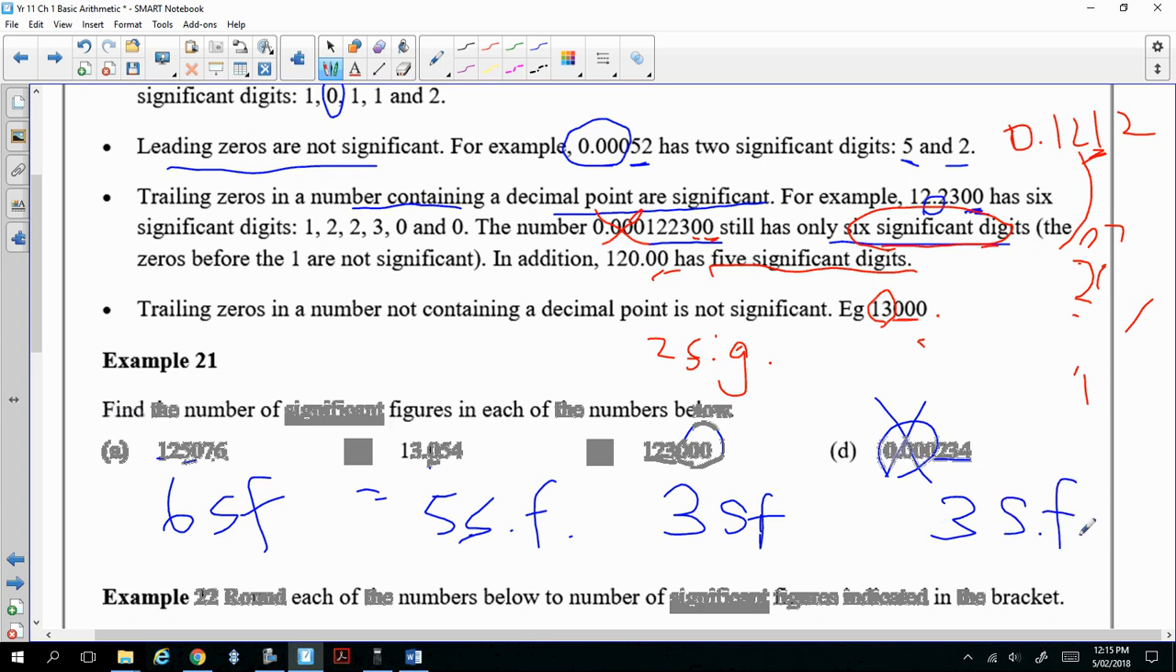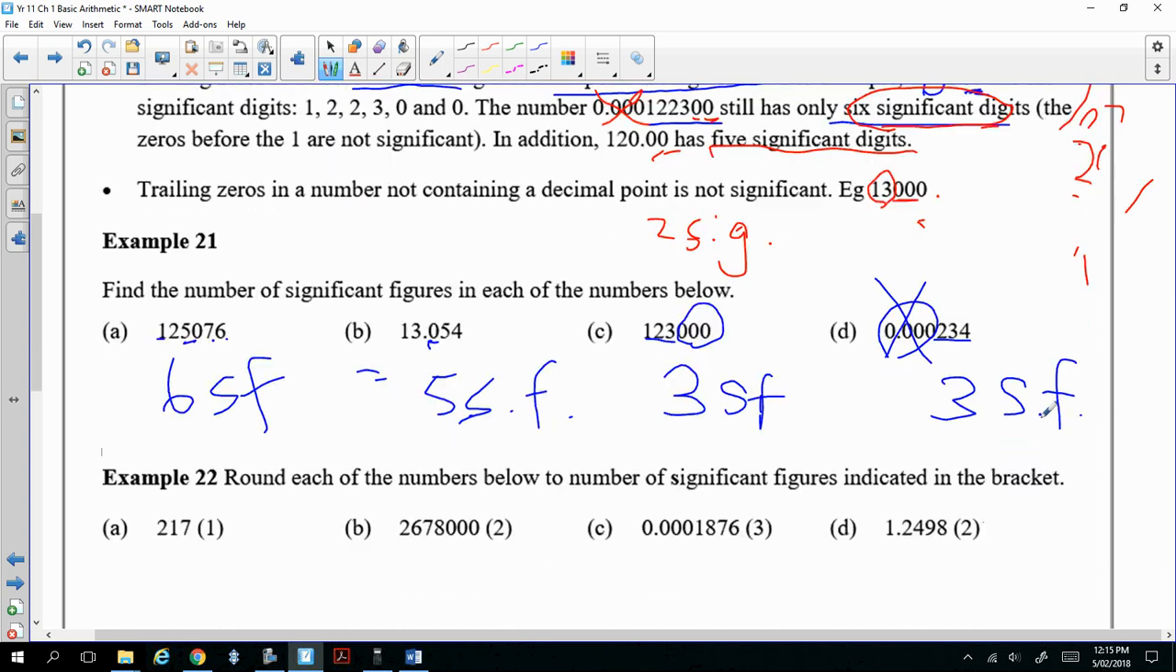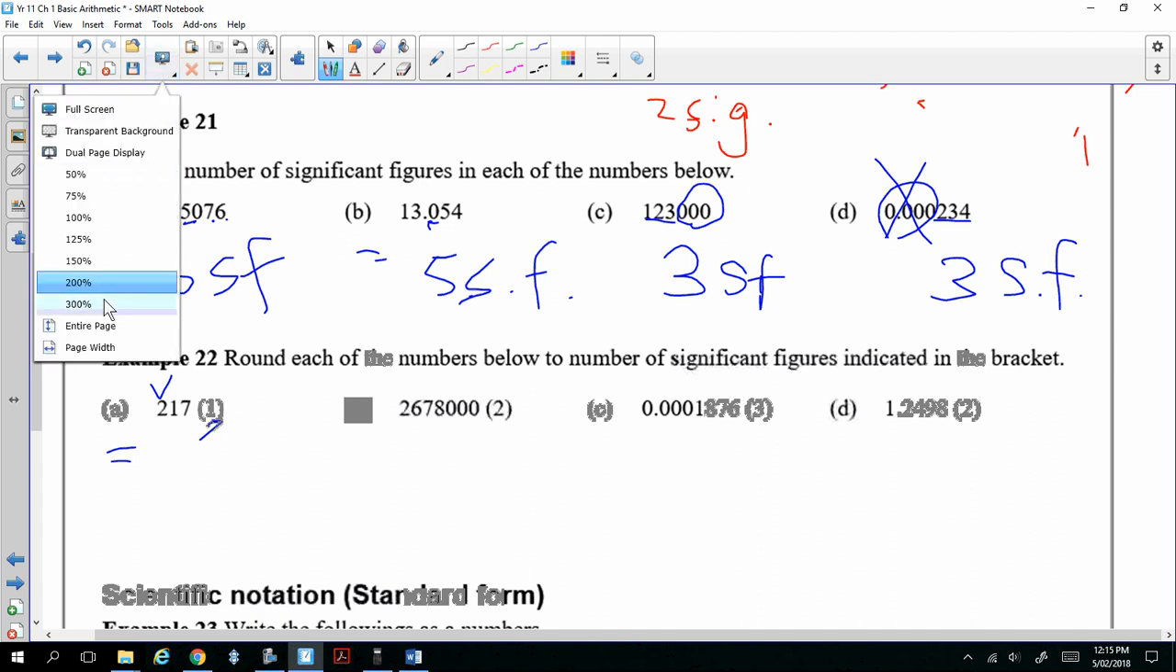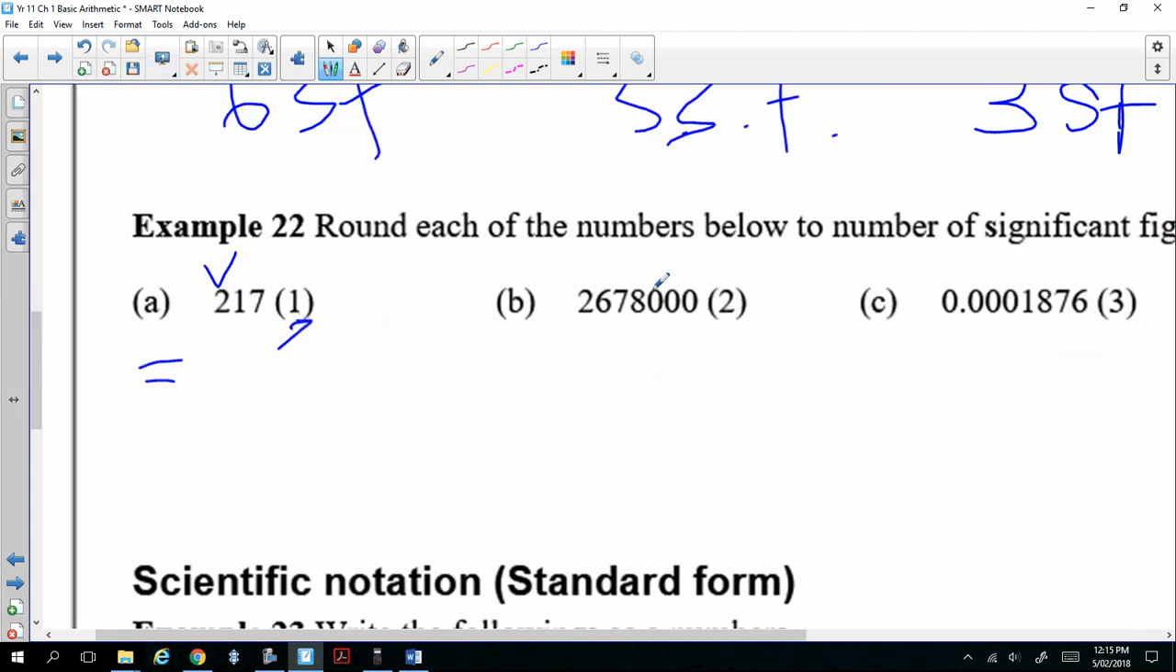Done. Now we need to know how to round to a certain number of significant figures. Okay, these are different from rounding to a certain number of decimal places. So say 1 significant figure. The first one is 2. So these will have to be changed to 0. Because the next digit is less than 5, it becomes 200. So round to 200. Because that 1 is less than 5, you don't round up. So you just keep it at 200.